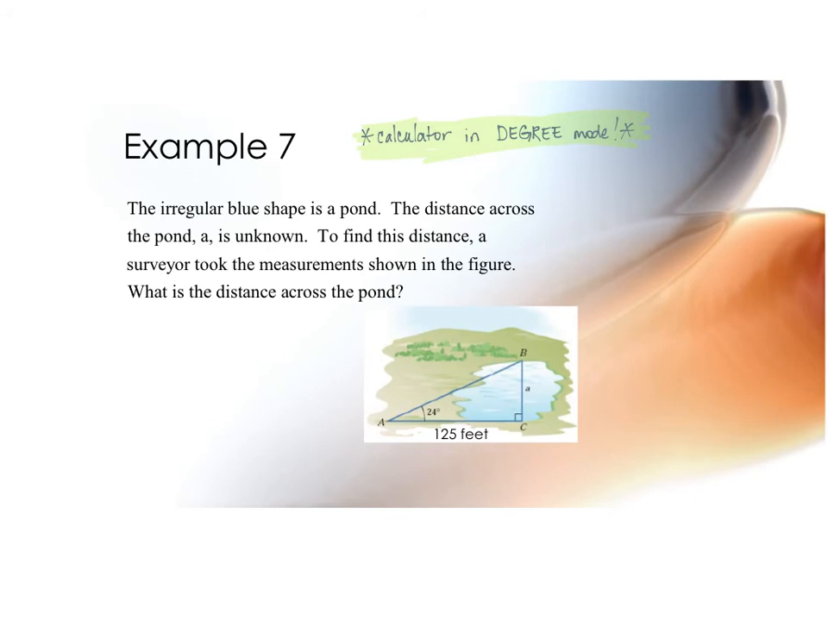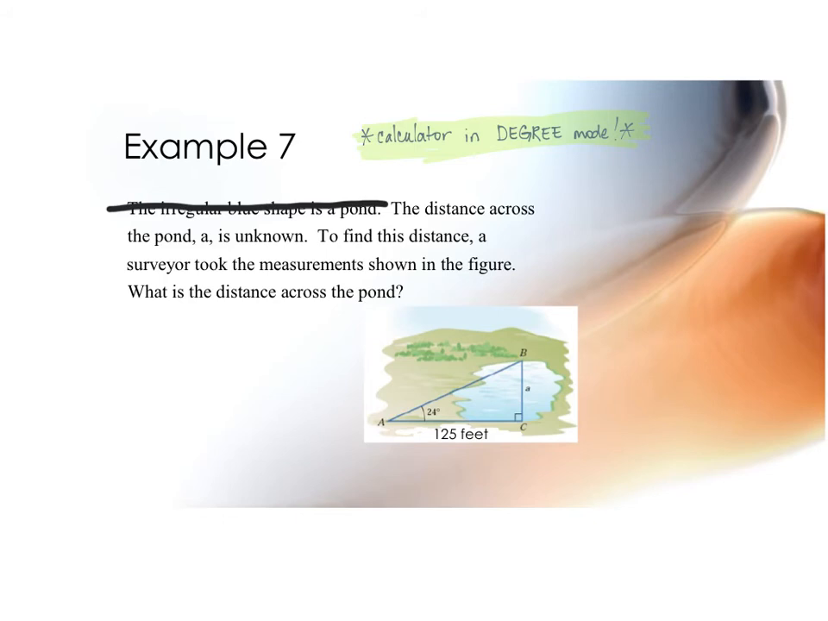I'm going to ask you, if there's not a picture drawn, what should you do? Draw one. Okay? It's nice that they give you pictures and you can kind of look at it. All this is a right triangle problem with pictures and words. It says the irregular blue shape is a pond. Is anything about that important to my math problem? Nope. The distance across the pond, A, is unknown. That's useful.